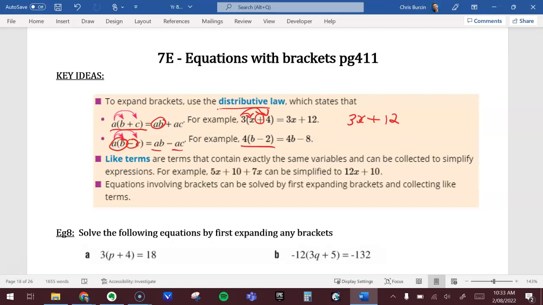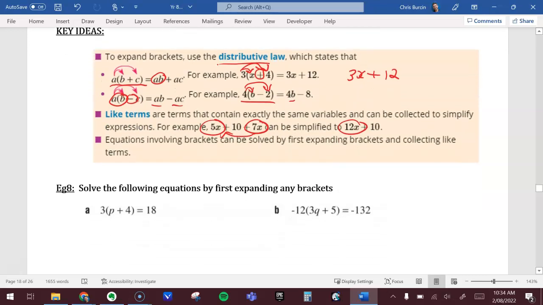So for a real life example, that would end up being 4B minus, so 4 times B and 4 times 2, which is 8. You can collect like terms. So 5x plus 10 plus 7x, you can add together these terms to give you 12x plus 10. So we can combine terms that are exactly the same. If it was 12xy, you couldn't do this, but if it's just x or just the same pronumeral, you can do it. Equations involving brackets can be solved by first expanding the brackets. That's the first thing you do, and then collect like terms.